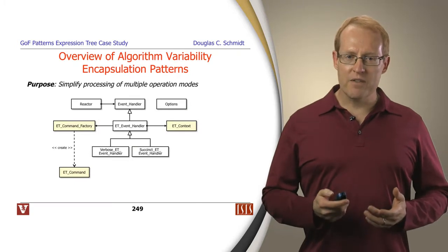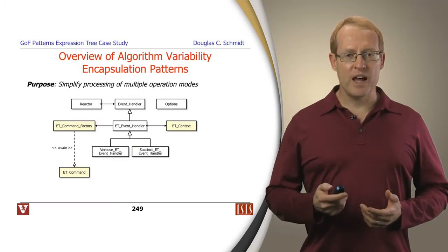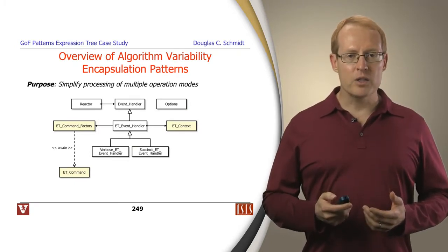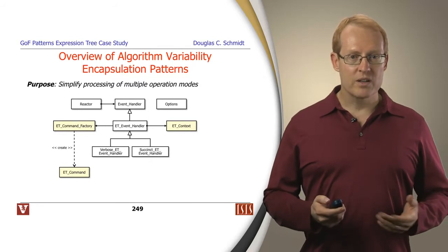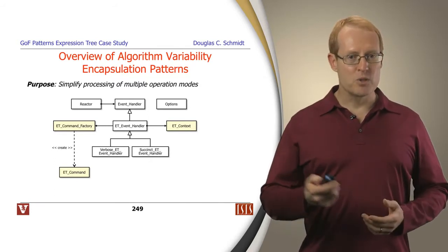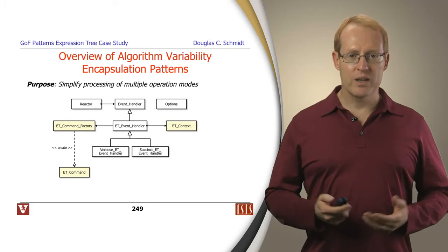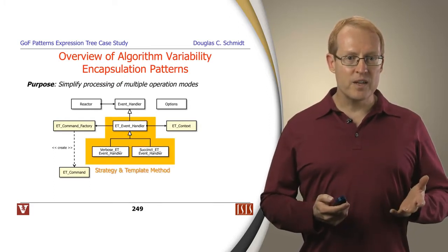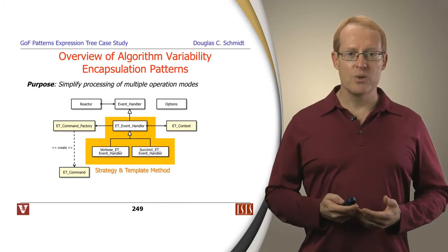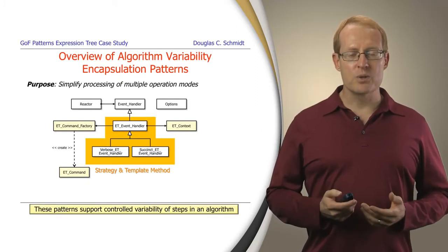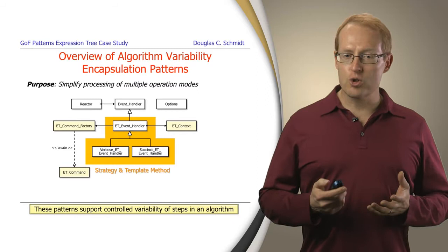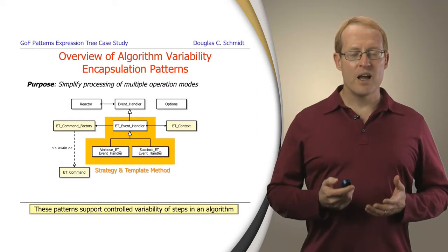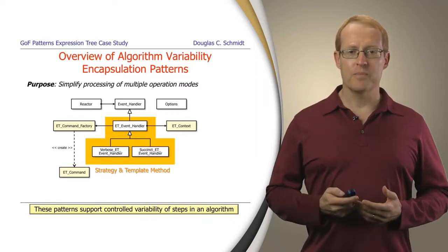The purpose of these patterns is to simplify the processing of multiple operation modes, our succinct mode and verbose mode that we've been covering throughout this particular module. We're going to be applying the template method and strategy patterns to do this. And these patterns, as you'll see, help to support controlled variability of steps in an algorithm.